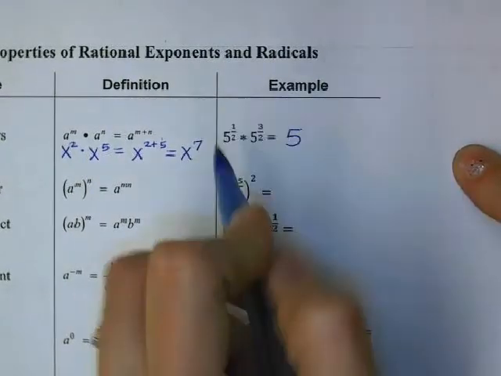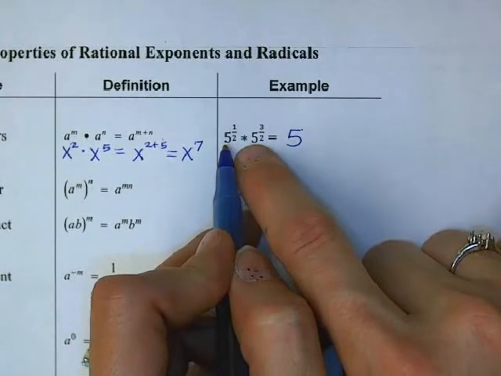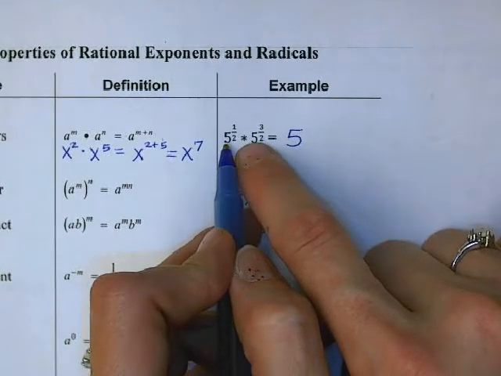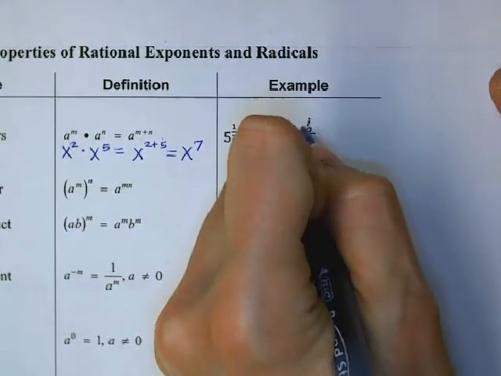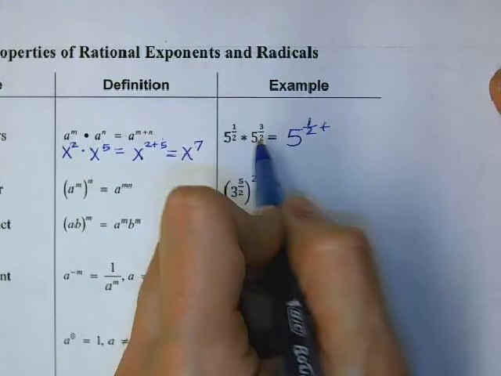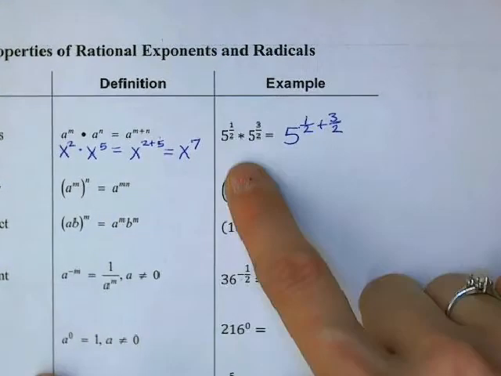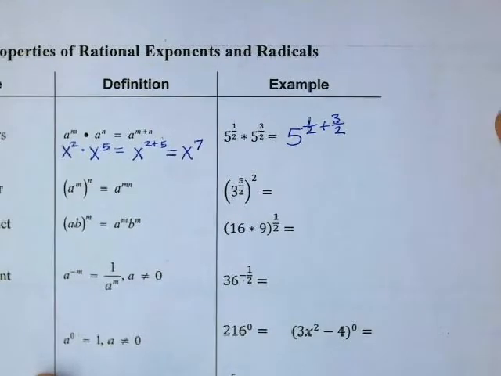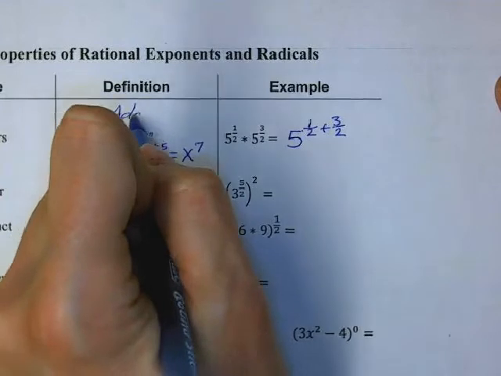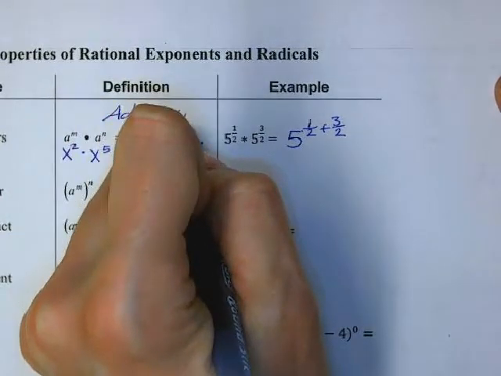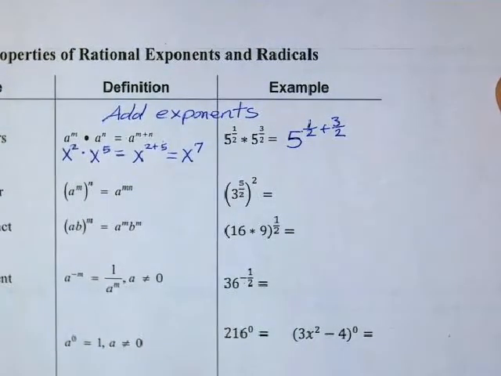If the big number called the base is the same, they're both 5, you can do this rule. You can take the 1/2 plus the other fraction 3/2. So yep, when you're multiplying, you add your exponents. This rule is called product of powers, and you're adding your exponents.